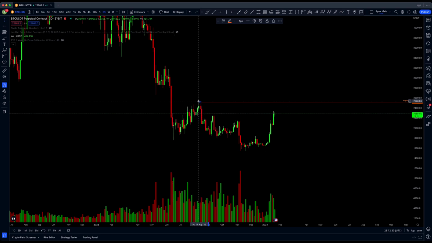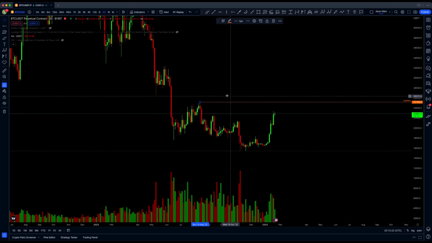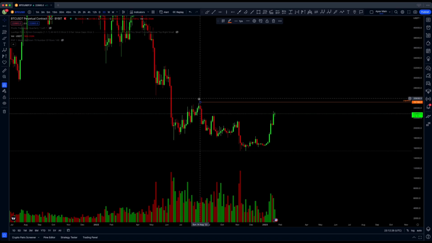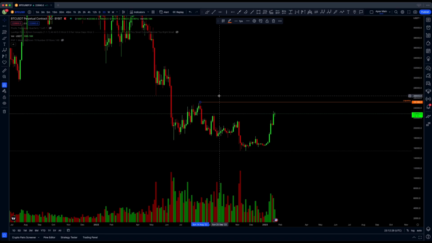Oftentimes when you see the peak of a move, then it breaks down, that is essentially where liquidity is. Liquidity was here, liquidity would have been here, and obviously liquidity is there. You'll have liquidity at all different zones. It's usually where price hasn't been for a while, and there's a lot of confluence around a specific level. So just keep that in mind.